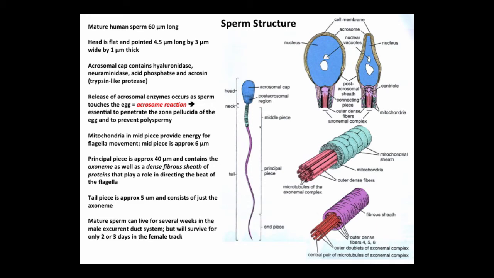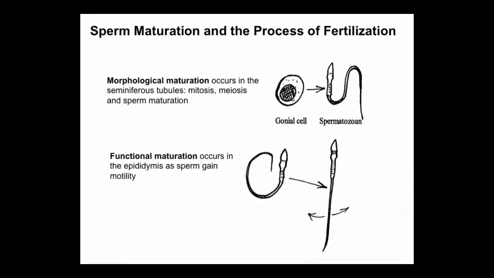Remember that mature sperm can live for several weeks within the male excurrent duct system, but they only survive for 2 to 3 days in the female tract. And there's a process called capacitation of sperm, which occurs in the female tract. Capacitation is necessary for the sperm to gain their fertilizability of the egg. There's a morphological maturation. This occurs in the seminiferous tubules. Functional maturation occurs in the epididymis as the mature sperm gain motility.